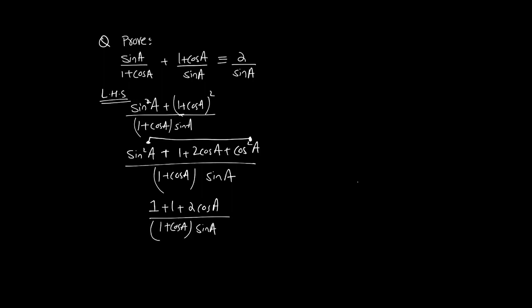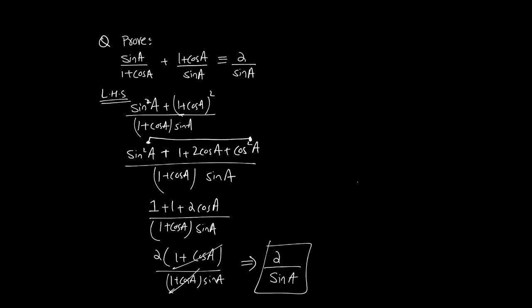And 1 plus 1 is 2, so 2 plus 2 cos a, if you take 2 common out, you get 2 times 1 plus cos a. In the denominator, you have 1 plus cos a times sine a. So as you can observe here, 1 plus cos a and 1 plus cos a would be simplified, and the resulting simplified expression would be 2 over sine a, which is what they had asked.